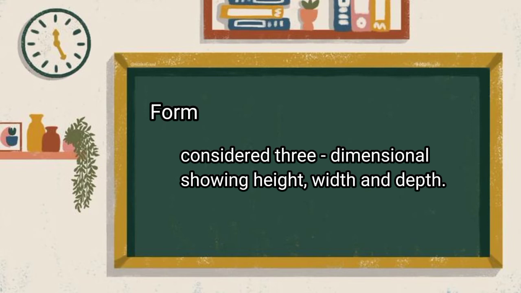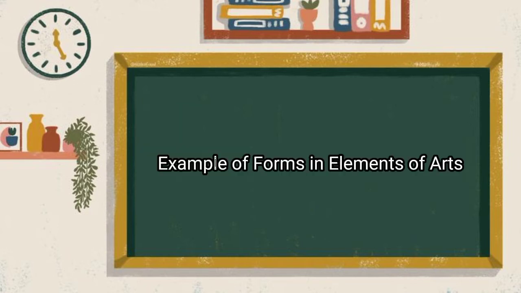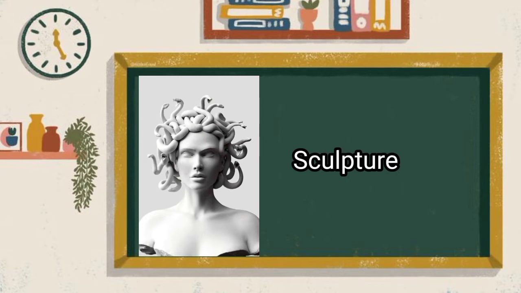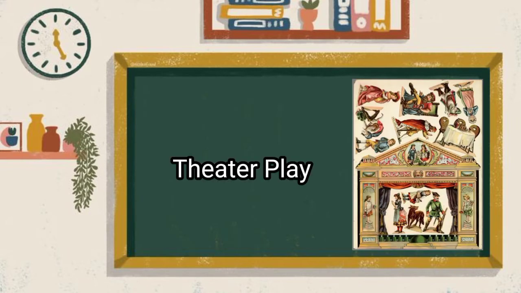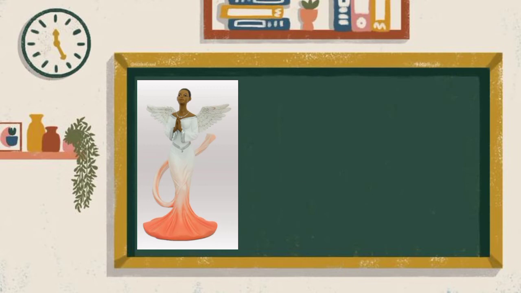Next is form. Form is considered three-dimensional, showing height, width, and depth. Examples of forms in elements of art are, first, sculpture, second, theater play, and the last one is figurines.